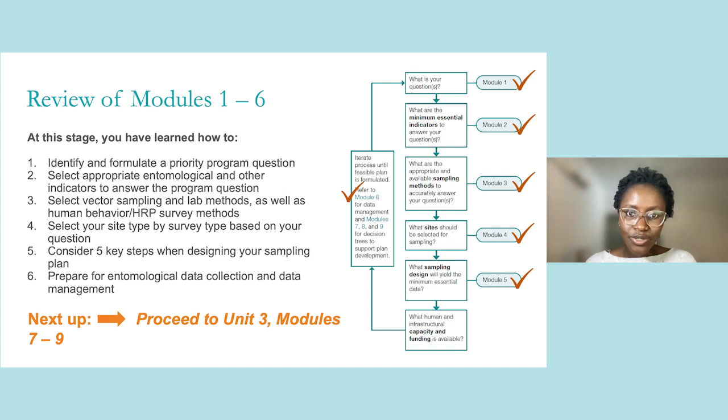At this stage, you should be able to: 1. Formulate your program question, 2. Use your program question to guide the selection of indicators to address this question, 3. Select sampling and analysis methods, including human behavior and HRP surveys, to better describe vector human contact points. 4. Identify the survey type and site type that is most appropriate for your priority program question. 5. Design a sampling plan for operational entomological collections. And 6. Prepare for entomological data collection and data management.